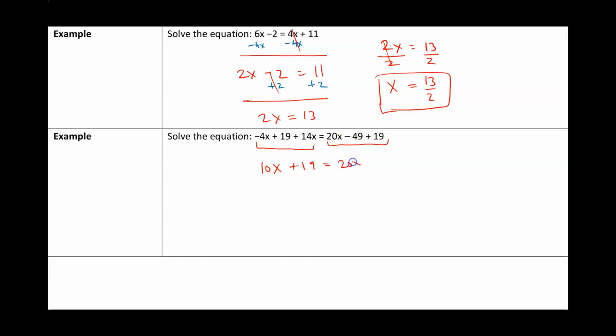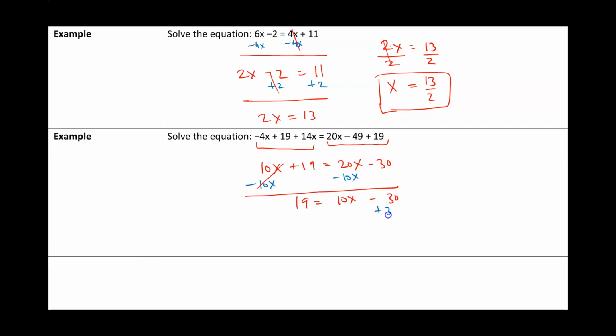On the other side, we have a 20x. Then we have a negative 49 and a positive 19, which is a negative 30. So that takes care of combining like terms. Now, we need to move all the variables onto one side. And you can pick. You can move the 20x to the left or the 10x to the right. It doesn't matter. I'm going to move the 10x to the right. But again, if you didn't do it this way, it's all good. So we get 19 equals 10x minus 30.